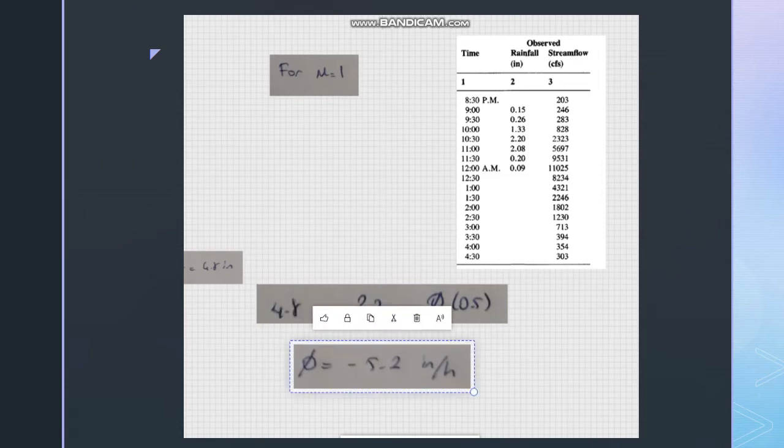So the intensity is minus 5.2, which is impossible, because intensity is going to be positive, right? There is no way to calculate. Minus is not going from soil or ground to the sky; it is coming from sky to soil or ground. So if you see this minus term in the phi index, it means it's impossible, and then we just neglect it, and we know that m equal to 1 is incorrect.